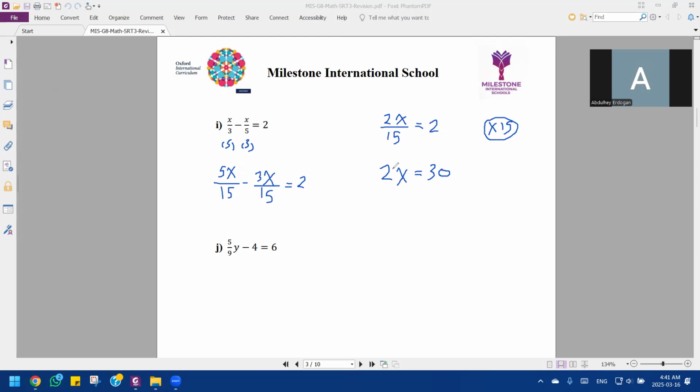Now we check what do I have next to x? I have 2, which means multiply by 2. We do the opposite, divide by 2. 2x divided by 2 is x. 30 divided by 2 is 15. So x is equal to 15.